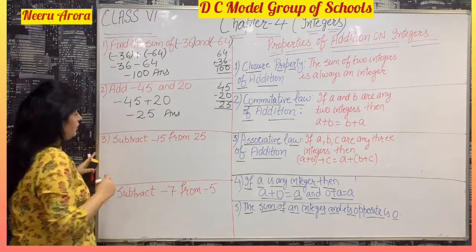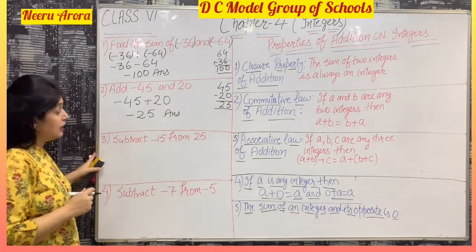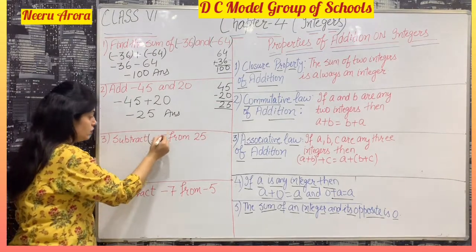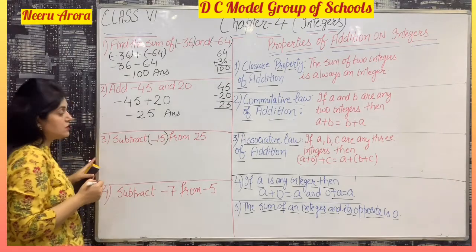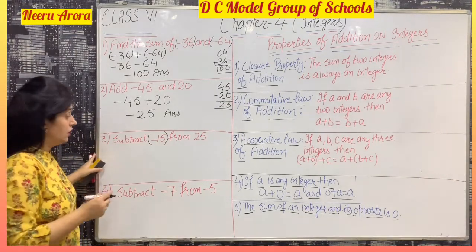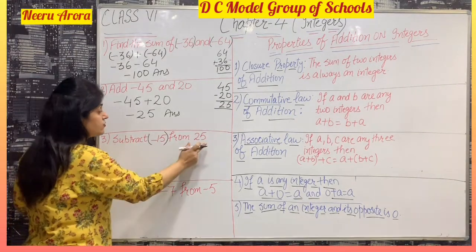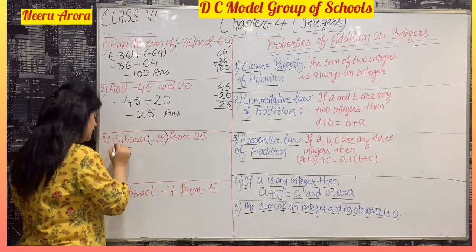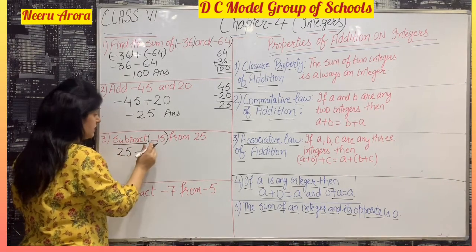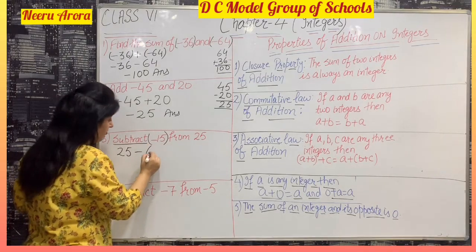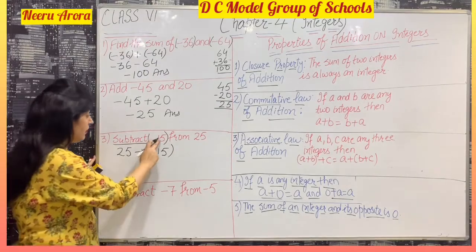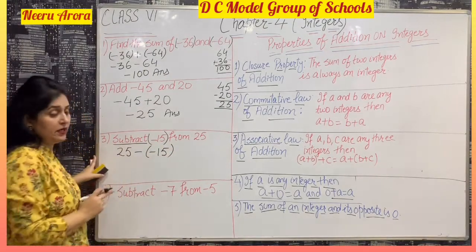Now, look at the third. Subtract minus 15 from 25. I am just keeping minus 15 in bracket. Now, subtract minus 15 from 25. 25 comes first. Subtract means minus. What we want to subtract? Minus 15.